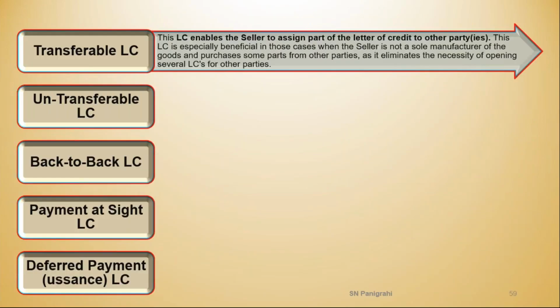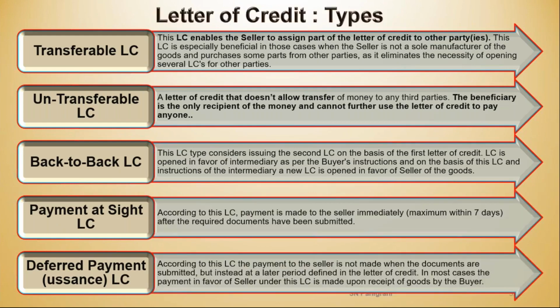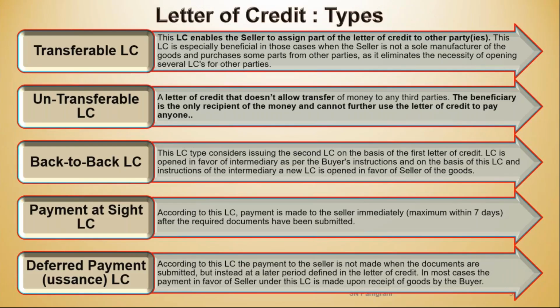And these are the various types of LCs. Already we have discussed transferable, non-transferable, back-to-back LC, like that. There is also usance LC, which means some credit is given. Suppose 45 days or 90 days, like that, credit is given. Maximum credit, as per the Indian RBI regulations, is 180 days.